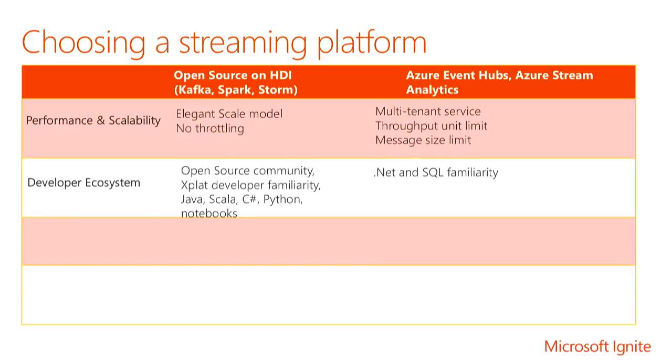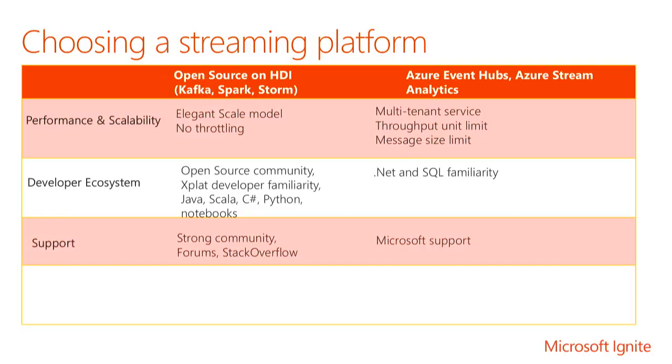Next is your developer ecosystem. If you have a .NET-friendly shop, if you have a SQL-friendly shop, you might not want to spend developer cycles making your developers understand open source technologies such as Java, Scala, Python. That being said, there's a lot of work being done in the open source community to have parity with SQL and with C#. For example, Spark offers Spark SQL. We've done a lot of work to do C# with Storm. But if you have an open source friendly developer ecosystem, then you might want to deploy open source technologies.